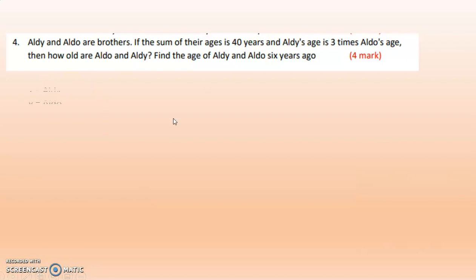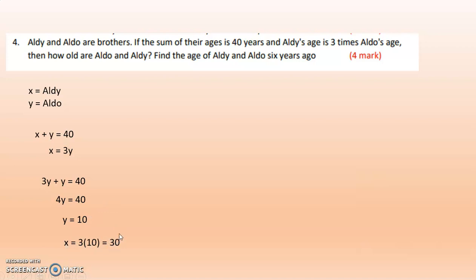And then the last number, Aldi and Aldo. As you can see like this, I use X for Aldi, Y for Aldo, and then X plus Y equal 40 from the first sentence here, and then here we get X equal 3Y from the second sentence here. Aldi's age is 3 times Aldo's. We input this to the first equation here. 3y plus y equal 40. So y equal 10. X equal 30. So this year Aldi is 30 years old and Aldo is 10 years old.